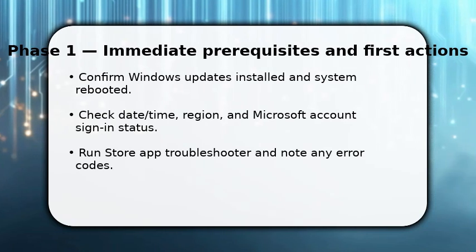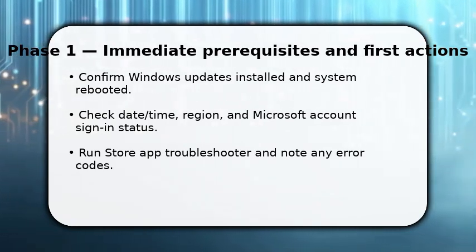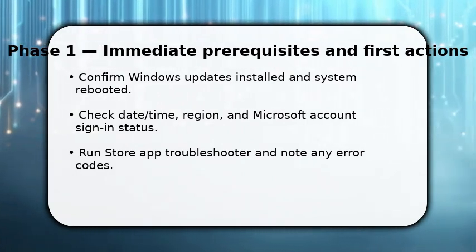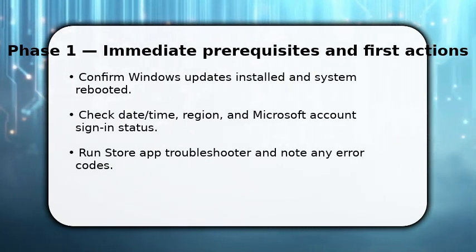You start by preparing the essentials. Sign into your Microsoft account and confirm date, time, and region settings match your location. Once done, install any pending Windows updates and reboot. This often resolves background dependency issues.